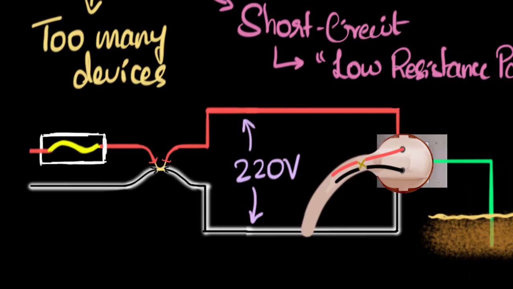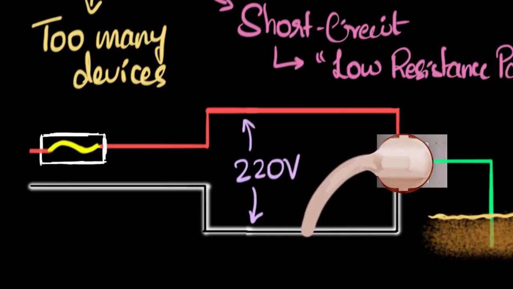Let me get rid of this short circuit. So now a short circuit is created over here. Now again, the current, instead of flowing all the way through the device, the current will just flow from here to here, right? Again, a short circuit. And again, that's bad because, you know, too much current, too much heat, it can damage this device.